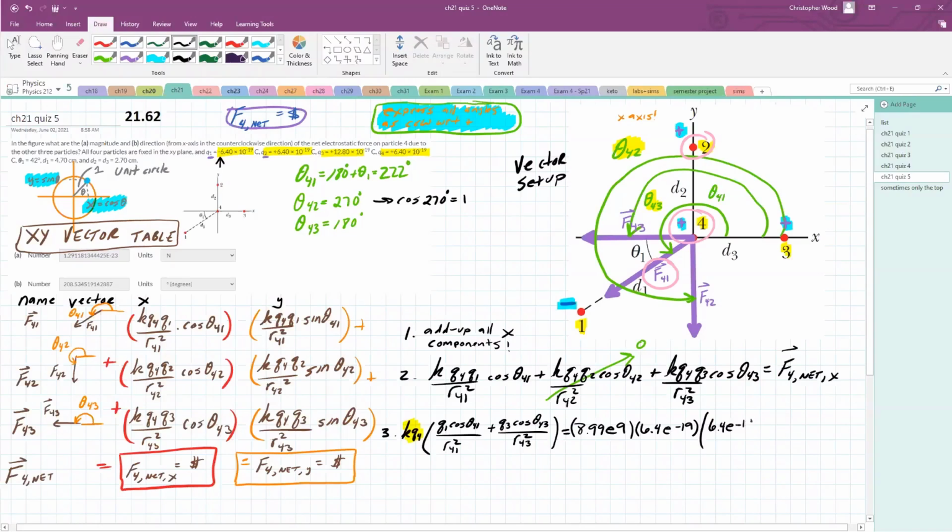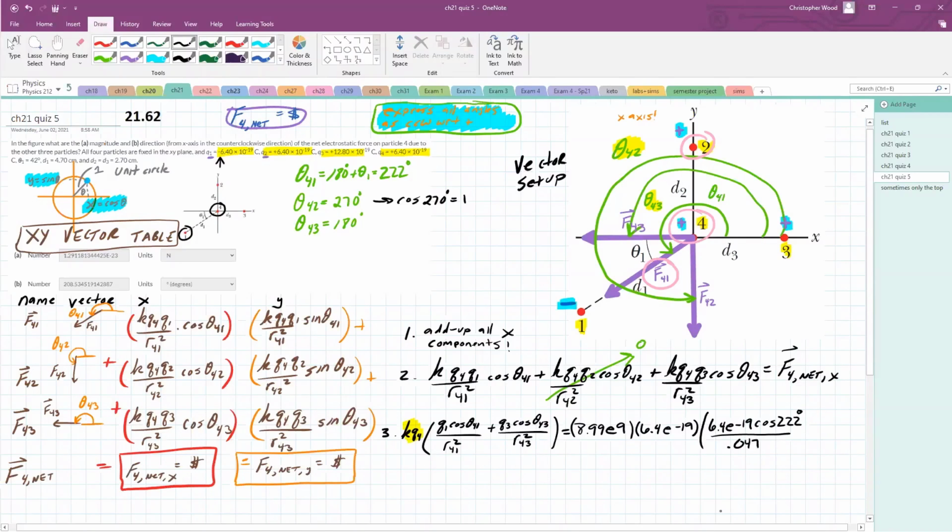I'm just going to enter 6.4 times 10 to the minus 19th times cosine of theta 41, which is 222 degrees, all over r41 squared. And that's given for me. r41 is this distance. What is the distance between particle 4, which is right here, and particle 1? That's given as D1, and for me, D1 is 0.047 meters.